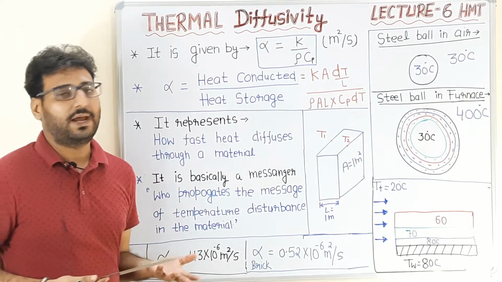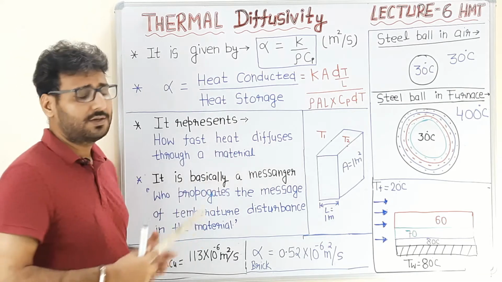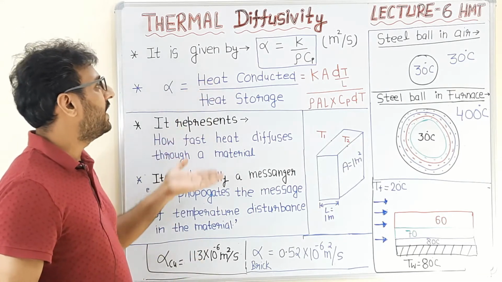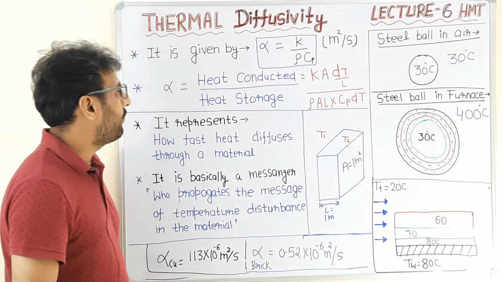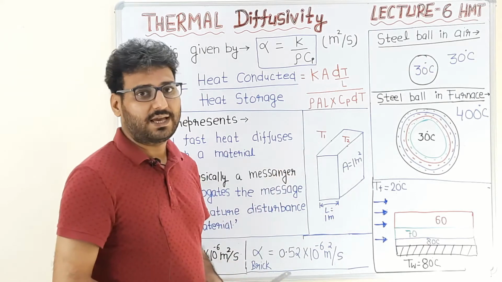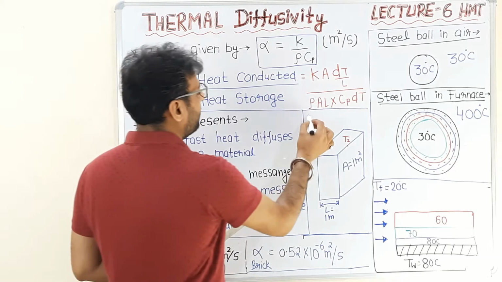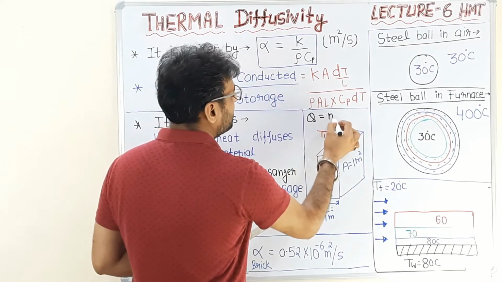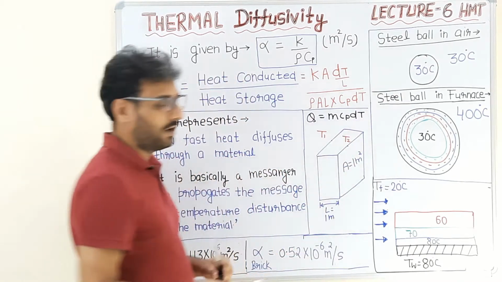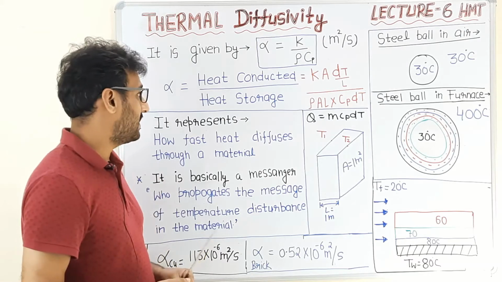What it is showing? It is basically a ratio of heat conducted to the heat storage. Now, as we already know, the heat conduction rate is given by Fourier's law of conduction, which is KA dT upon dx. Now, heat storage is given by the formula Q is equal to mCp delta T, which is basically the rate of increase of the internal energy of the substance.